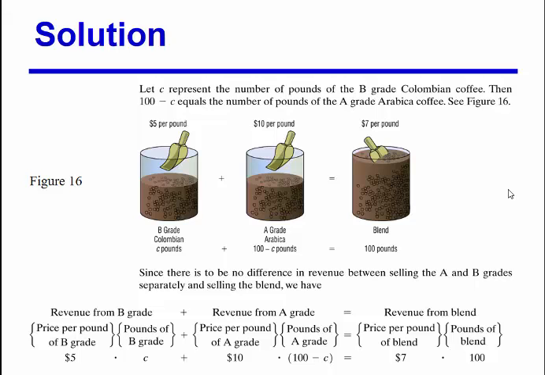So since there's no difference in revenue between selling A or B grade separately and selling the blend, we should have the revenue from B grade. So it's the price per pound of B grade times the pounds of coffee for B grade, plus the price per pound for the A grade, which is $10, times the pounds of A grade, which is 100 minus C, and the revenue from the blend, which is the $7 per pound times the 100 pounds.